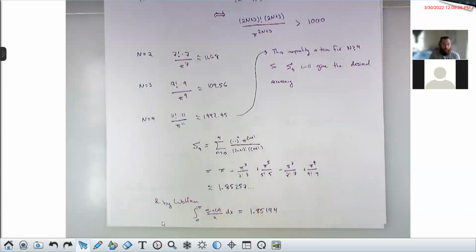Most of those fancy tools like Wolfram, in fact, the way they compute this is precisely what we did here, only they default to using more terms. That's the game.